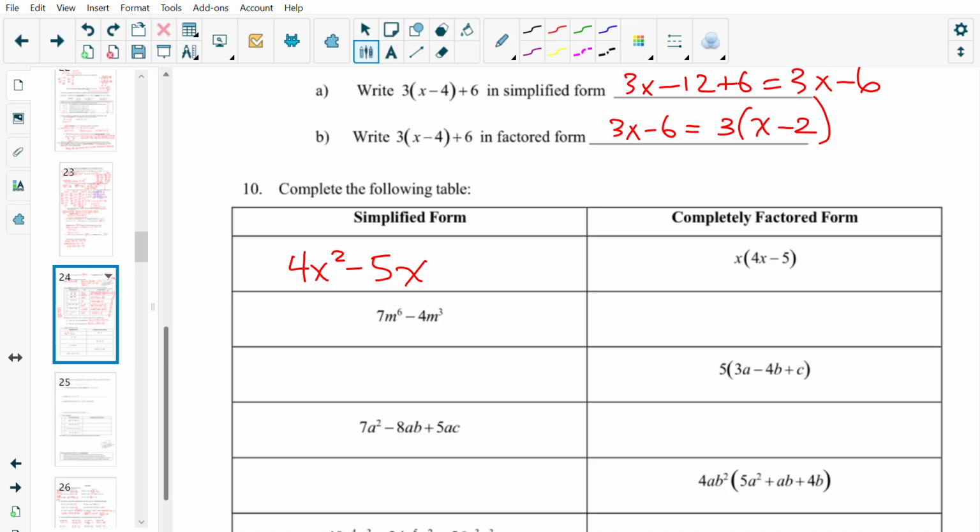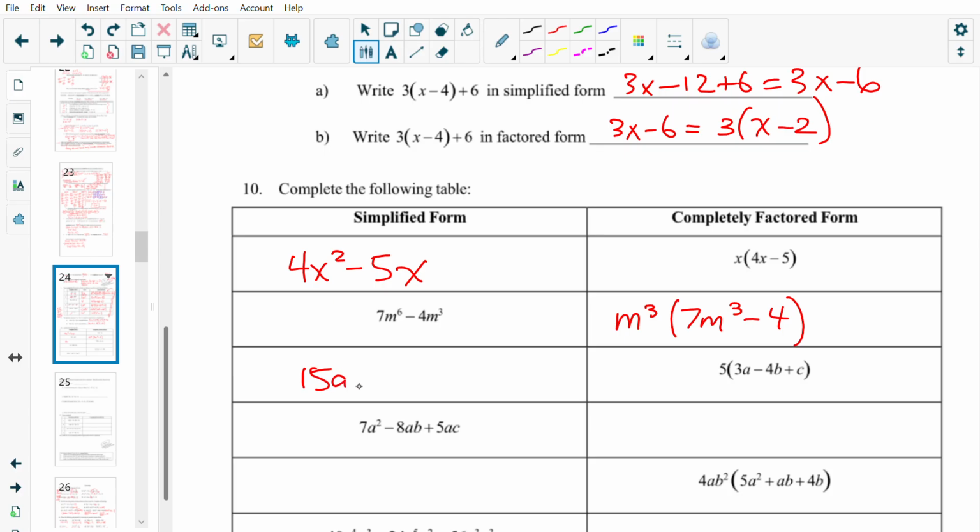If I have 7m to the 6 minus 4m cubed, greatest common factor of 7 and 4, there's no whole number that fits that, except 1, so I'm not going to factor out a 1. But m to the 6 and m to the third, that's m to the third, greatest common factor, and I'm left with 7m to the third minus 4.